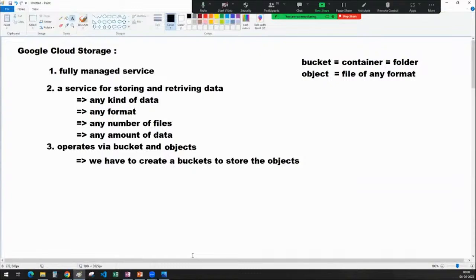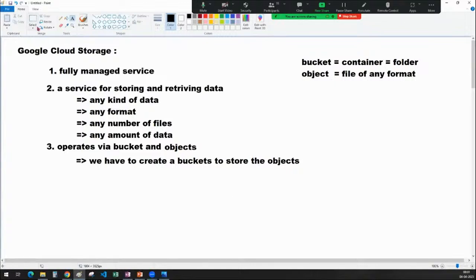How does Google Cloud Storage operate, sir? Google Cloud Storage operates via buckets and objects. In the terminology, what is a bucket, sir? A bucket is nothing but a container, and an object is a file of any format. If I want to store some data inside Google Cloud Storage, what do I have to do? I have to go to Google Cloud Storage and create a bucket, and inside that I can upload the objects. What do you mean by objects, sir? It is nothing but data, nothing but a file, right? So this is how it operates.